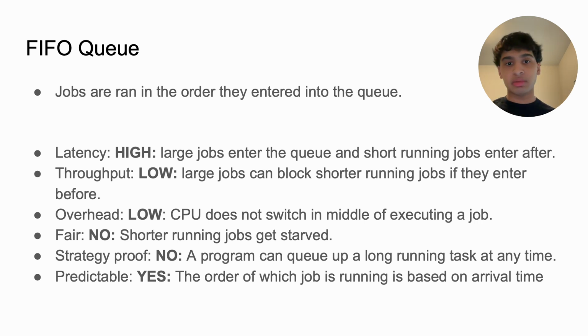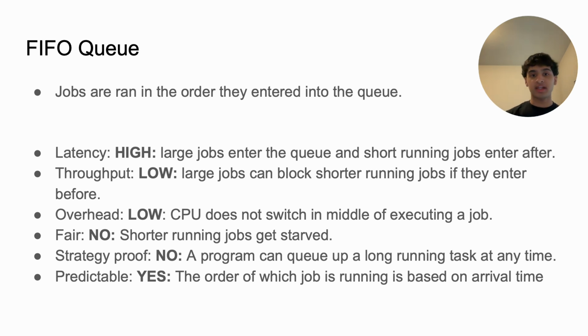So this can be a bit problematic because if you have a long running job that's at the very start of the queue, well, the CPU is going to spend a lot of time executing all of that job before it moves on to the next job. And so that can cause a lot of backlog if there is a long running job in the beginning of the queue, but there's a lot of short running jobs right after it. And so you can see that the latency is very high and the throughput is very low, meaning we're not getting as many jobs completed in that queue.